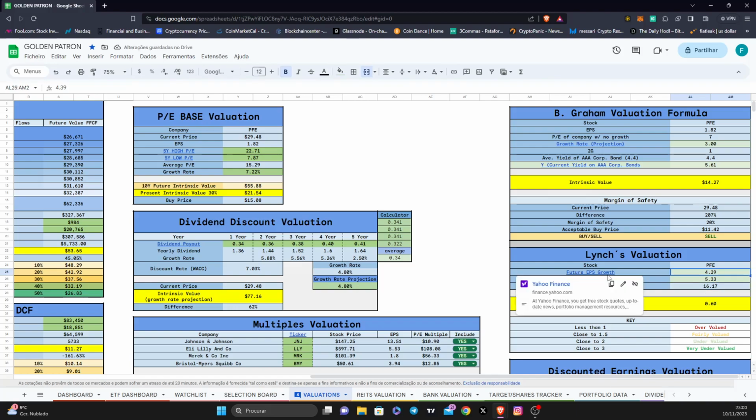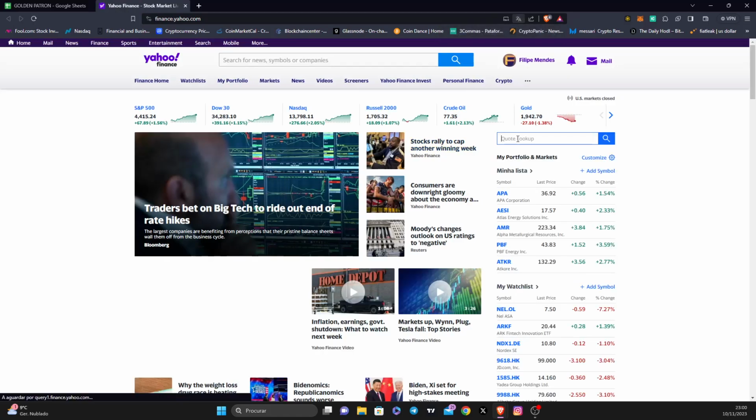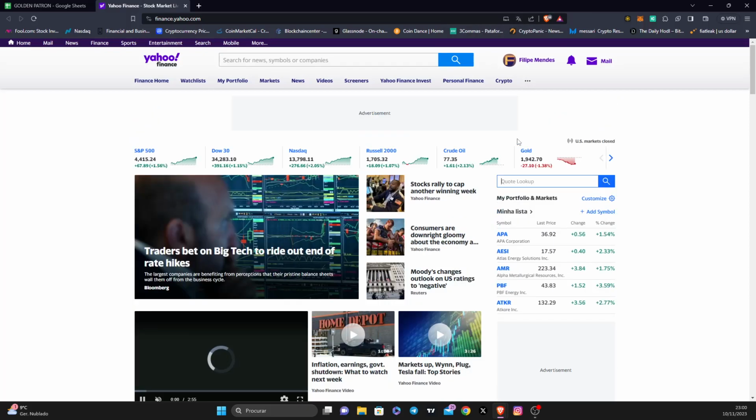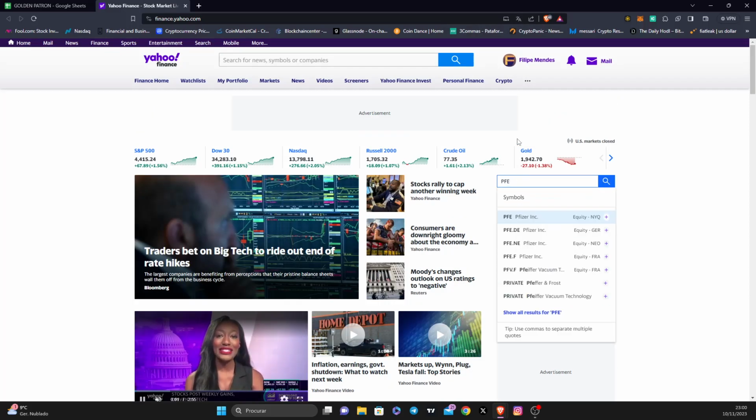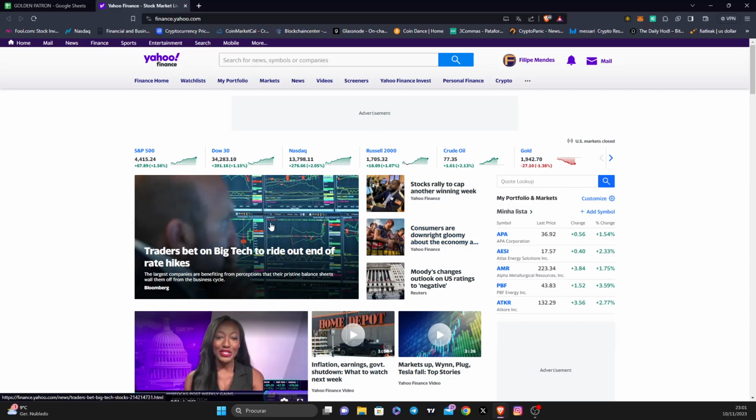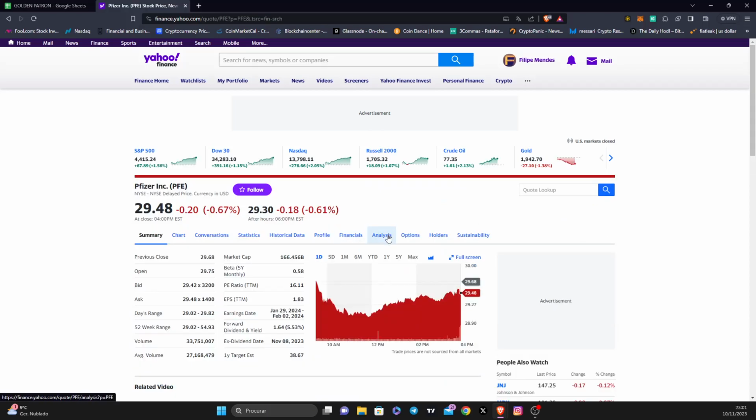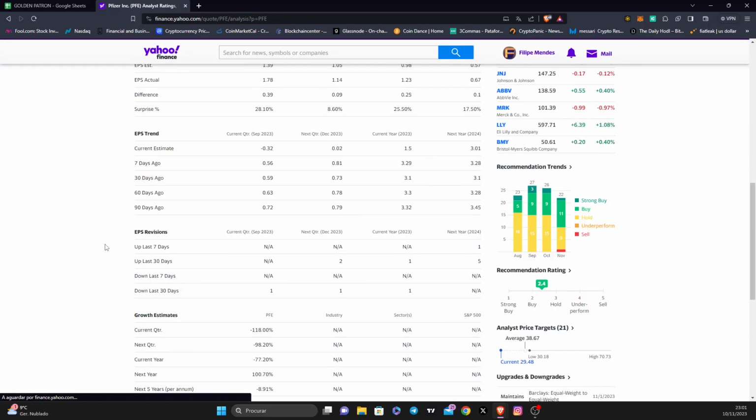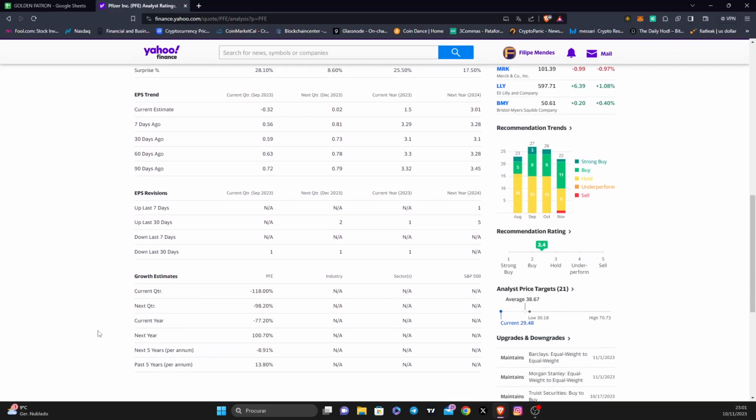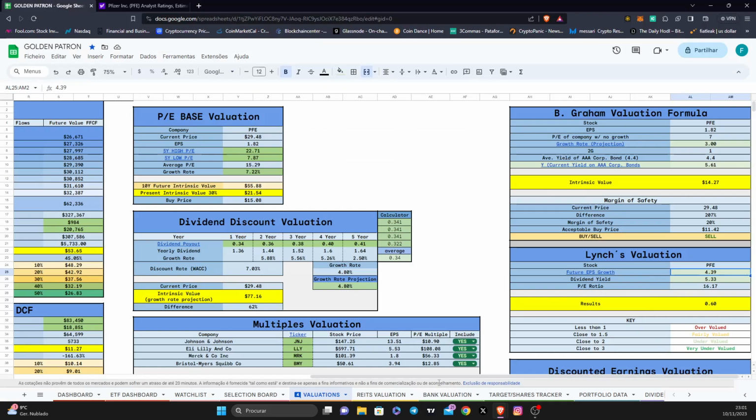For the future earnings per share, if you can't come up with your own, if you'd rather use analysis, you can just plug in the ticker symbol on Yahoo Finance and come to analysis. And the earnings per share growth estimate would be negative 8.19.